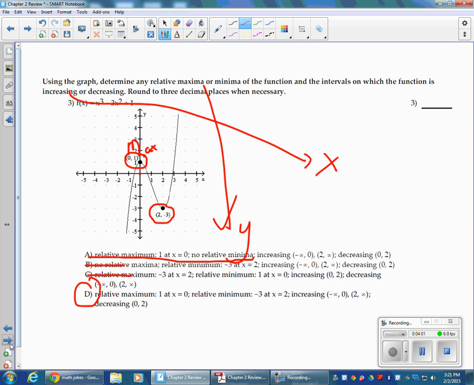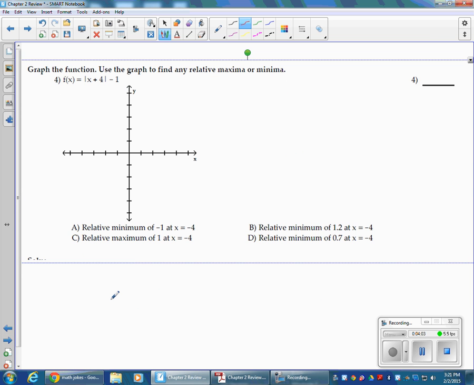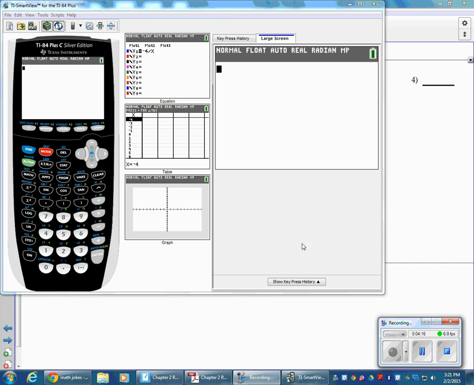All right, number 4. Graph the function. Use the graph to find any relative maxima or minima. I'm going to come over here. Since they give me the equation, I'm going to come over to the calculator, which I thought I had pulled up. Let me pause it for just a second, pull up the calculator. All right, I'm back. I have the calculator now.